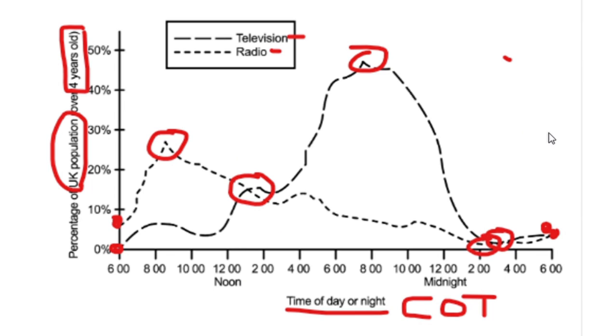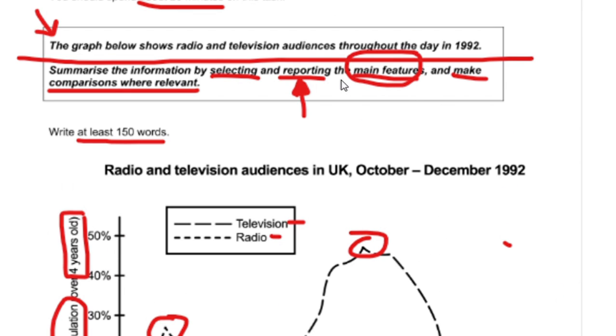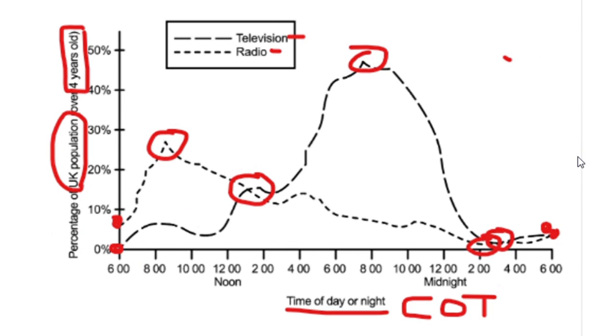Okay, so the main features, remember we're trying to identify main features. Are there any other main features within this chart? Well, yes, there certainly are. And the one thing you always want to try and find in any kind of chart is the overall trend in viewing figures in this instance.